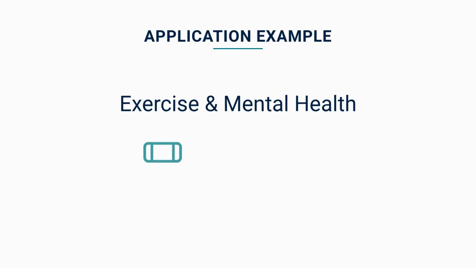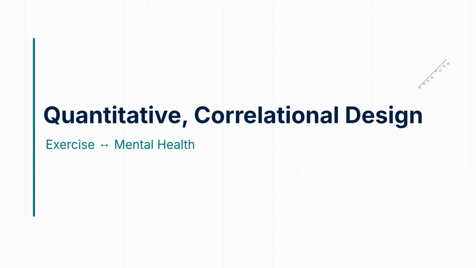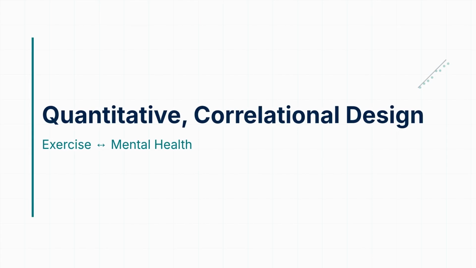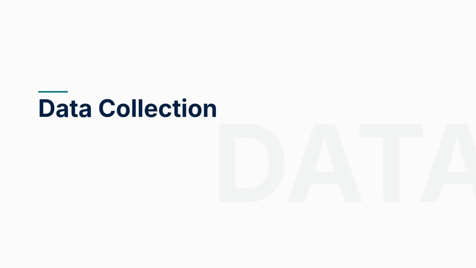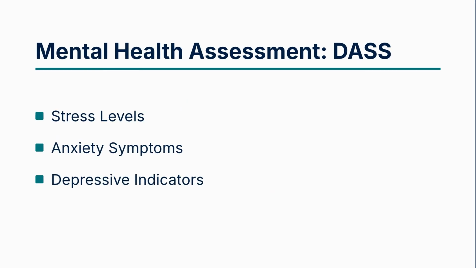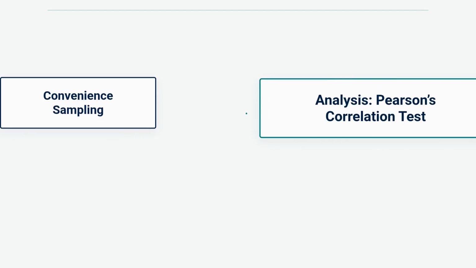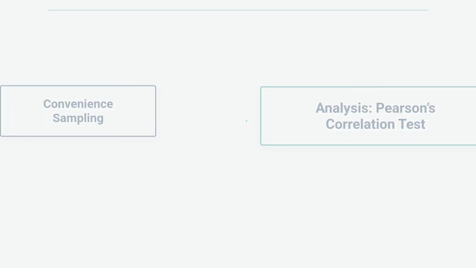For example, if your thesis is about the impact of exercise on mental health, your research design might look like this. "This study uses a quantitative correlational design to examine the relationship between exercise and mental health. Data will be collected using a survey that measures hours of exercise per week and mental health levels using the Depression Anxiety Stress Scale, DASS. Participants will be selected through convenience sampling, and the data will be analyzed using Pearson's correlation test to determine the strength of the relationship."